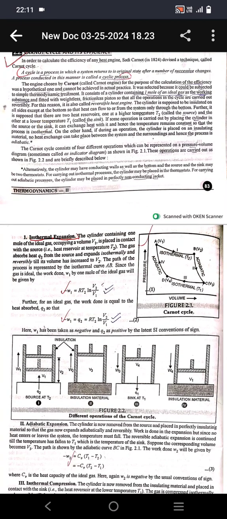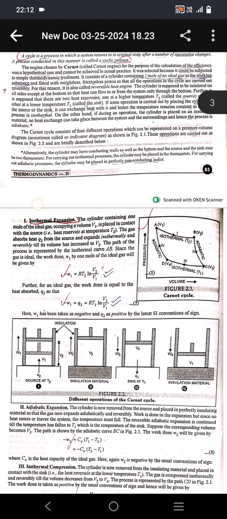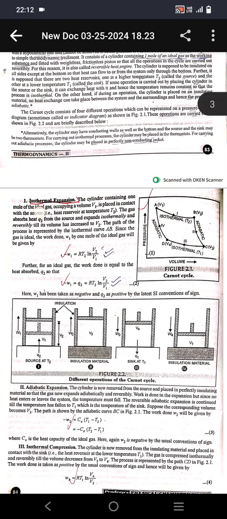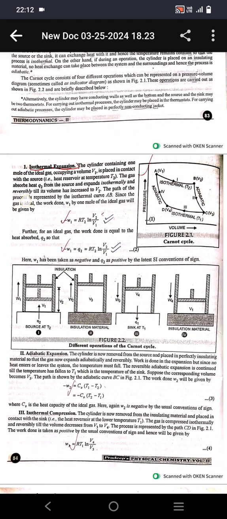First point is isothermal expansion. The cylinder containing 1 mole of the ideal gas occupying a volume V1 is placed in contact with the source. The gas absorbs heat Q2 from the source and expands isothermally and reversibly till its volume has increased to V2. The path of the process is represented by the isothermal curve AB. Since the gas is ideal, the work done W1 by 1 mole of the ideal gas will be given by the expression. Further, for an ideal gas, the work done is equal to the heat absorbed Q2.